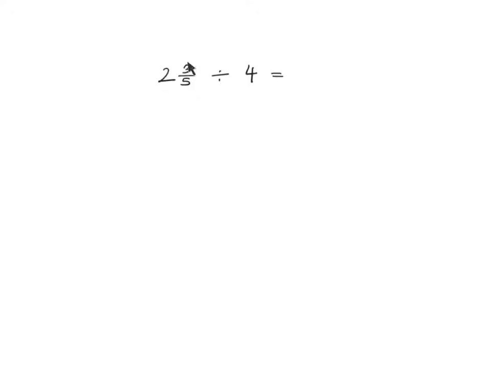Now here we have 2 3/5 divided by 4. Here we have a mixed number, and here we have a whole number. Now how do you do these questions? All you need to do is just convert the mixed number into an improper fraction. 2 times 5 is 10, plus 3 is 13, so this becomes 13/5.